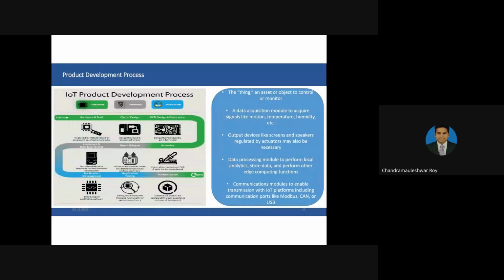So in short, we'll go ahead. This is the IoT product development process. Here, hardware first, then how you can design it completely. So circuit design, then PCB design and fabrication. That is the complete electronics part. So PCB and fabrication.